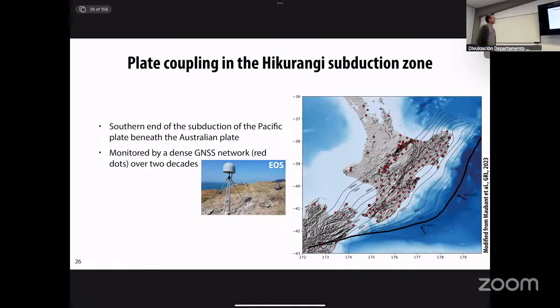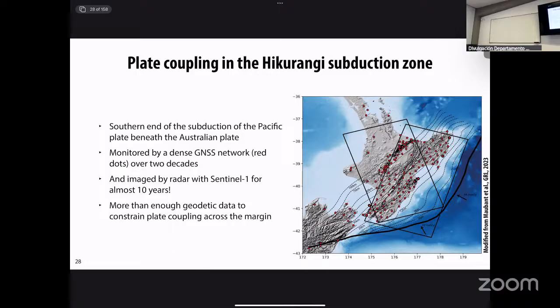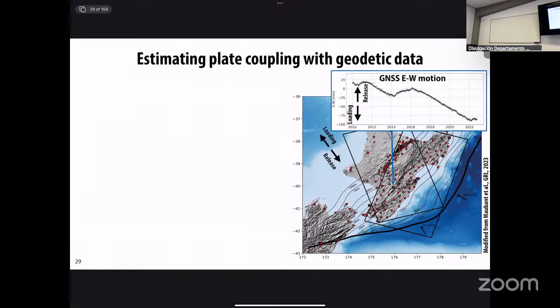So we have the Pacific plate that's subducting beneath the North Island of New Zealand on the Australian plate, and it's monitored by all these red dots, which represent GNSS stations. They've had this continuous network operating for more than 2 decades now. It's a really wonderful data set. It's also been monitored since 2015 by radar imagery, like the Sentinel-1 satellite from the European Space Agency. With radar, you can also capture the rate of surface displacement, and we can use that to infer what the coupling is at depth. We have more than enough geodetic data to constrain plate coupling.